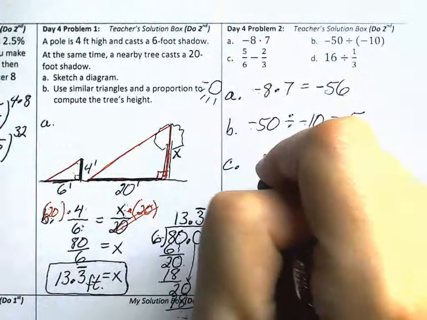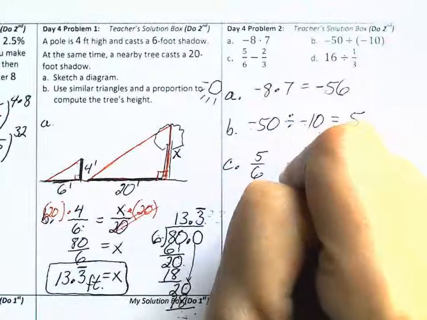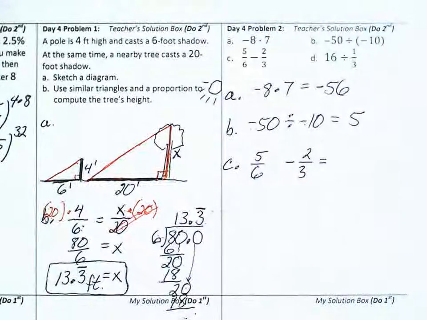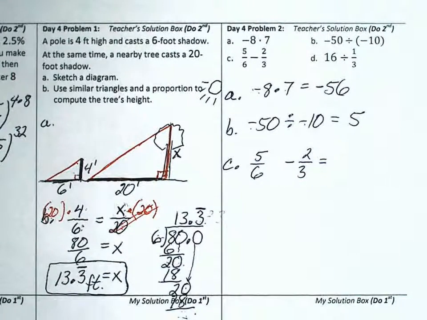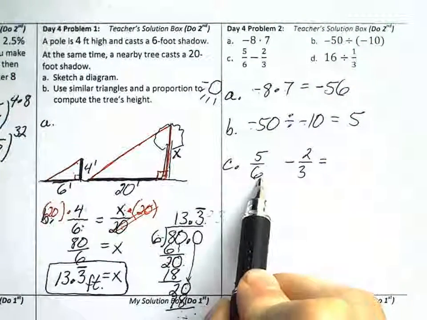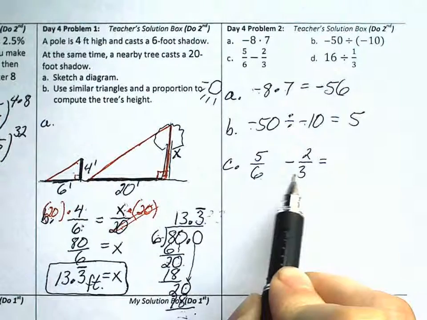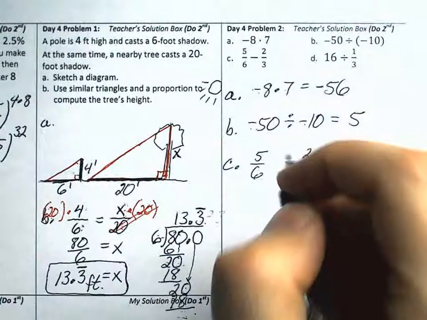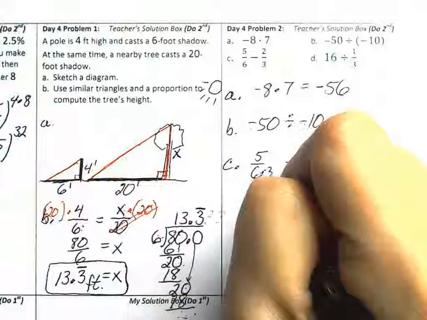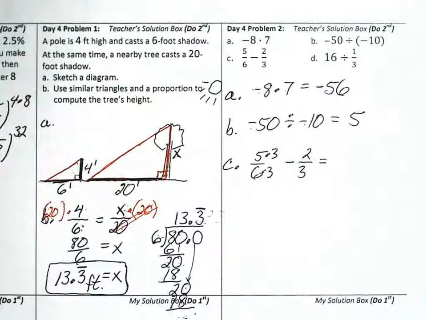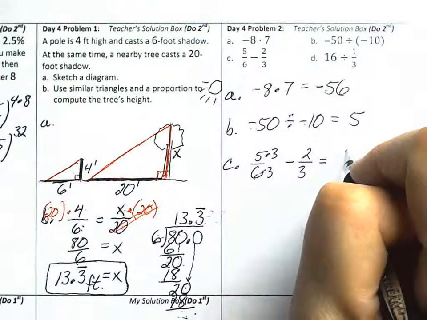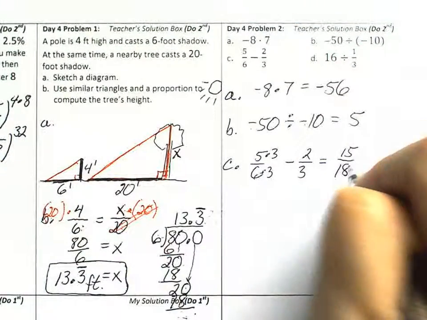Question C. 5/6 subtract 2/3. Okay. Now subtracting fractions, just like adding fractions, requires that the denominators be the same. And right now, the denominators are not the same. This is 6 and this is 3. So let's make the denominators the same. I can multiply this by 3 and this by 3. And then the first fraction, which was 5/6, can be rewritten as 15/18.